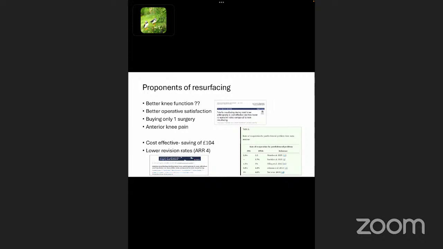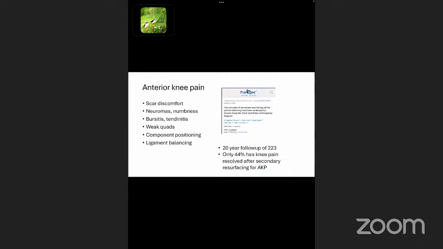Coming to anterior knee pain, it should not only be attributed to whether the patella was resurfaced or not. It is often due to other causes, which range from discomfort, numbness, bursitis, accurate balancing, or traumas in the knee. In a series of patellar resurfacing, with a success rate of, only 44% have knee pain after second.